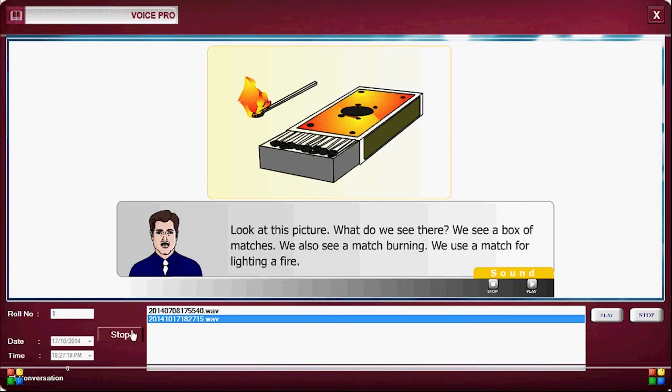Stop this one and play. Look at this picture. What do we see there? We see a box of matches. We also see a match burning. Use a match for lighting a fire.